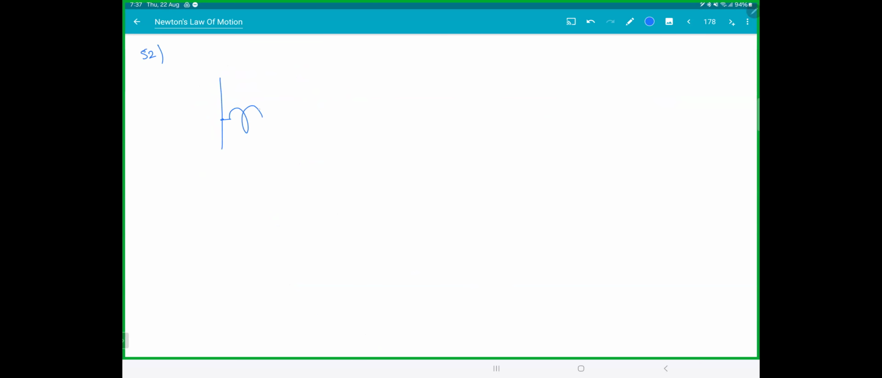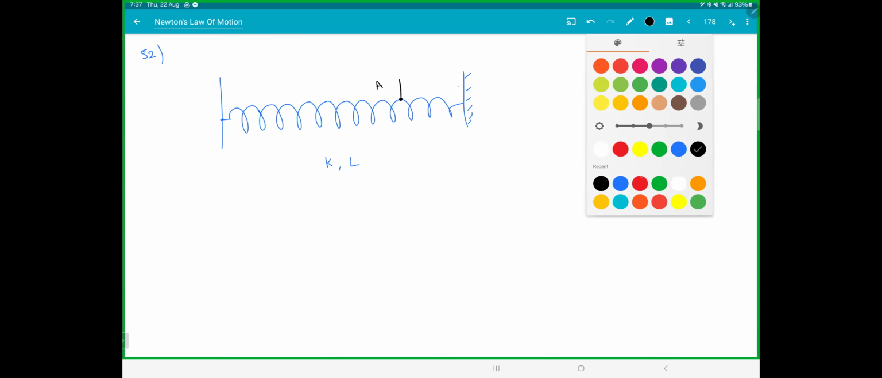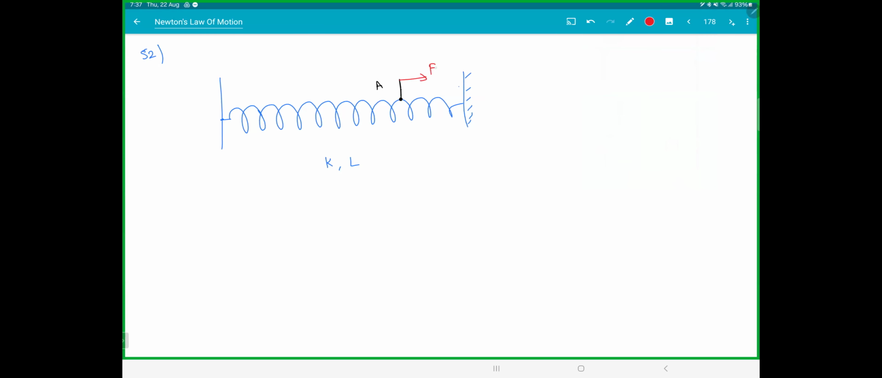We have a spring, with spring constant K and length L. Now what you did, somewhere in the middle here, at point A, you connected a small rod. You welded a rod there, and then you started applying force F. Are you getting what you did? So you're catching at the center of the spring somewhere, and then you're pulling it.